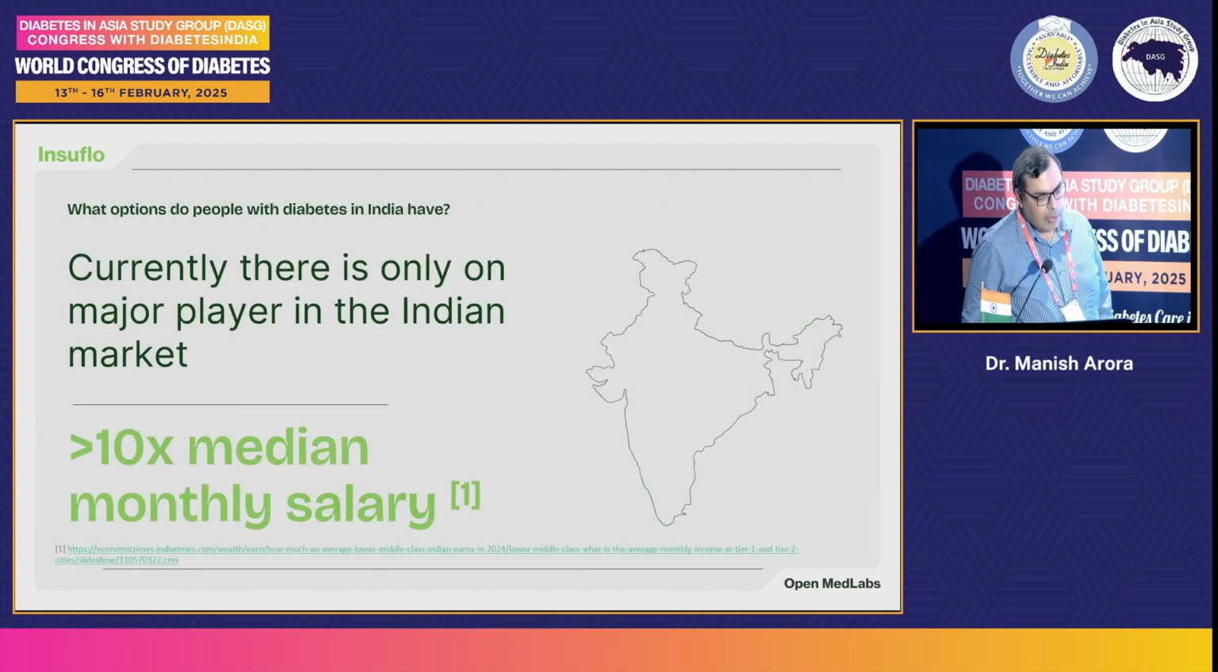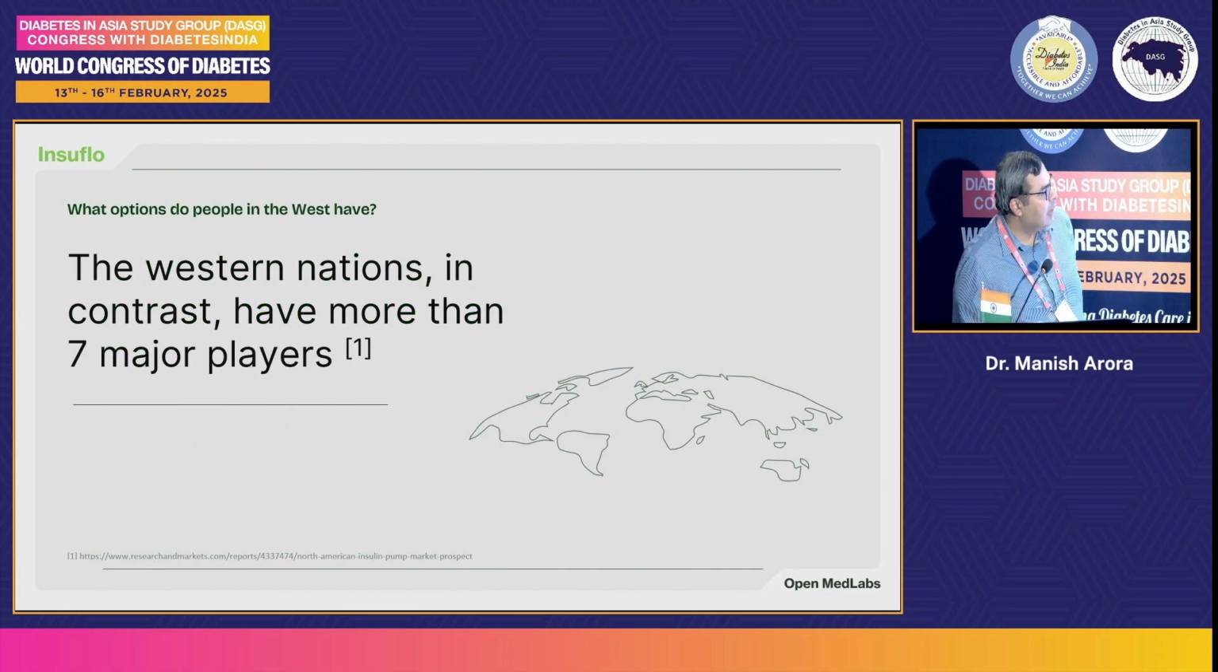Going back to the point about cost, a pump currently costs 10 times the median monthly salary of an adult in India. So the current approaches do not work that way. So hopefully bringing it at a more affordable point will be beneficial. Not only that, we have only one major player who is providing pumps in India, and of course there should be more choice so that we can cater to that. In other geographies, we see that 7, 8 players are there, so you have a bit more choice. So where are we in our timeline?